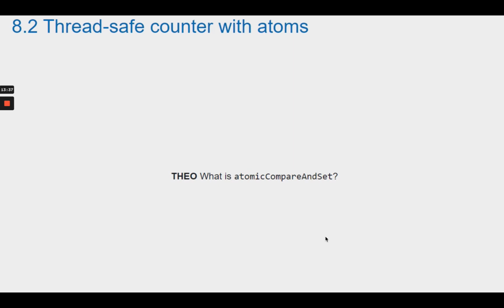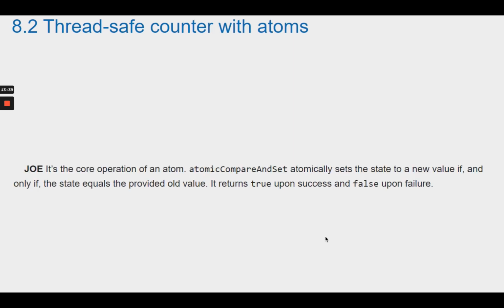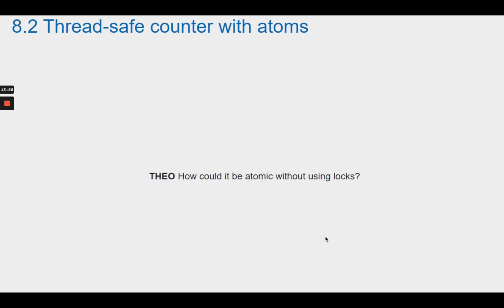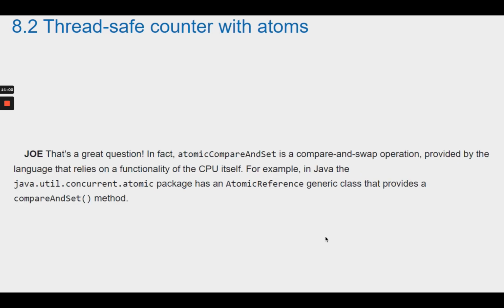Theo: What is atomic compare and set? Joe: It's the core operation of an atom. Atomic compare and set atomically sets the state to a new value if, and only if, the state equals the provided old value. It returns true upon success and false upon failure. Theo: How could it be atomic without using locks?